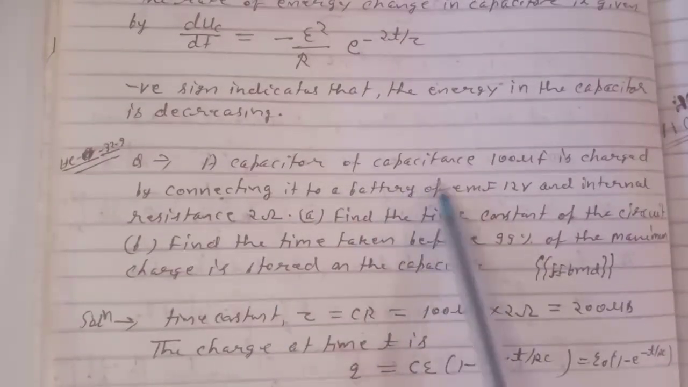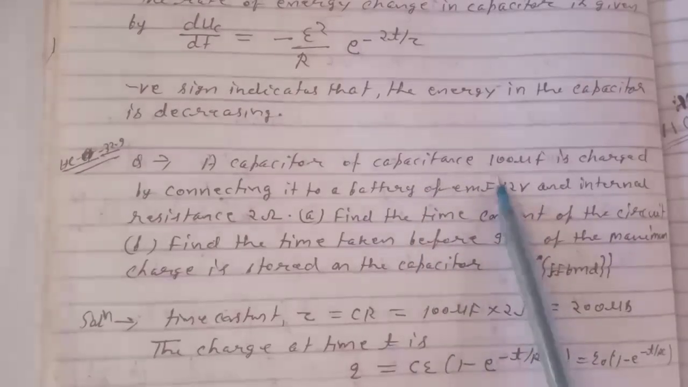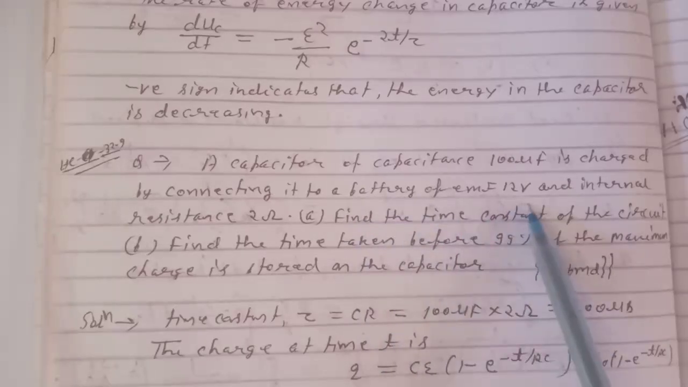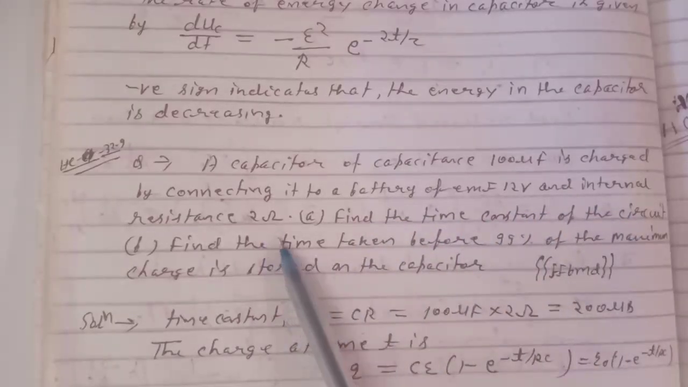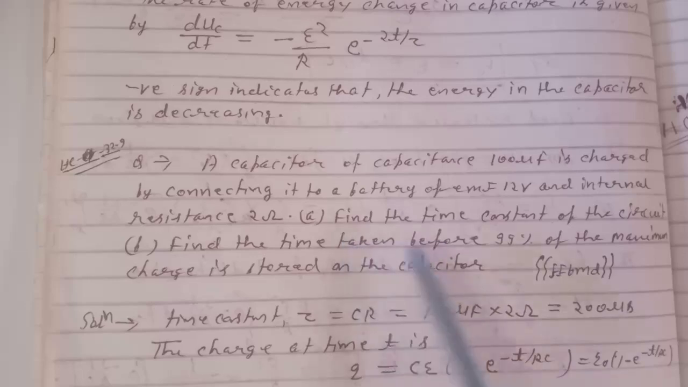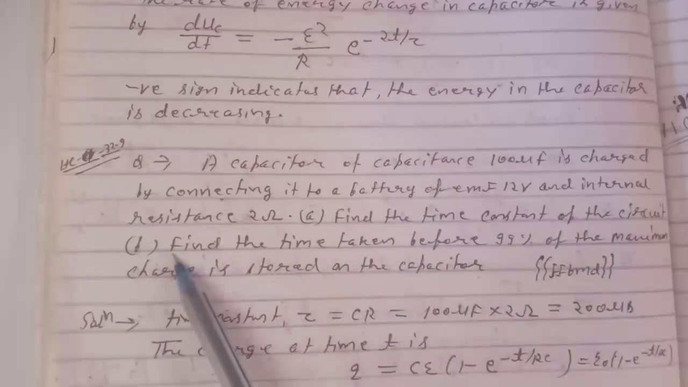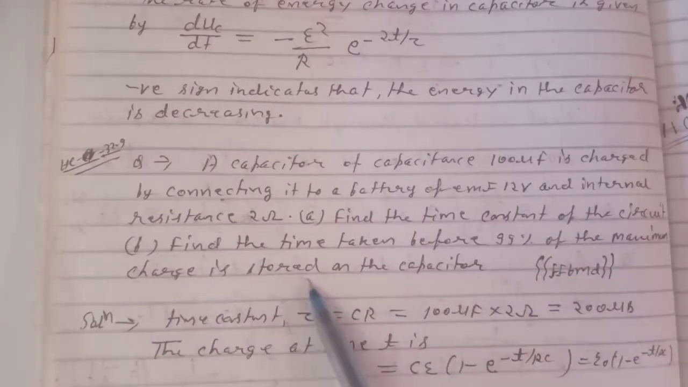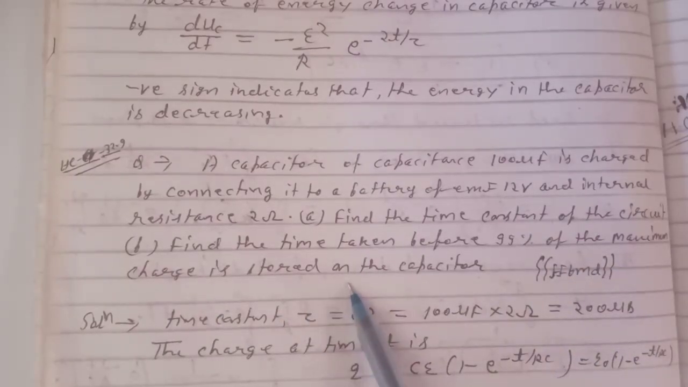A capacitor of capacitance 100 microfarad is charged by connecting it to a battery of EMF 12 volt and internal resistance 2 ohm. A. Find the time constant of the circuit. B. Find the time taken before 99% of the maximum charge is stored on the capacitor.